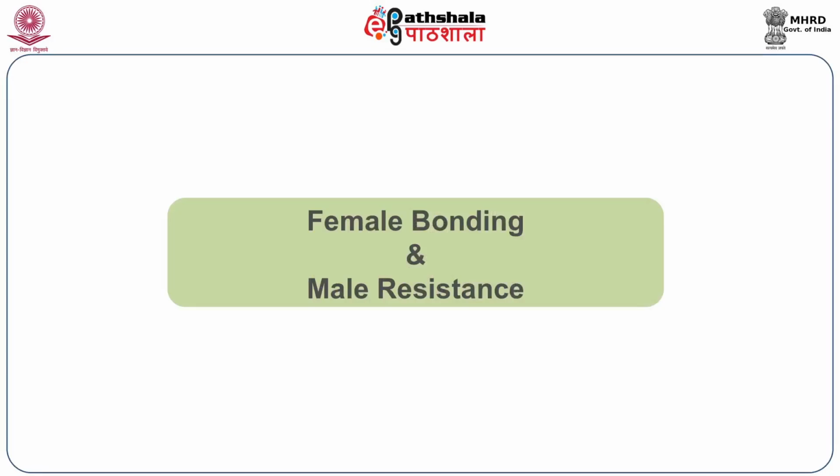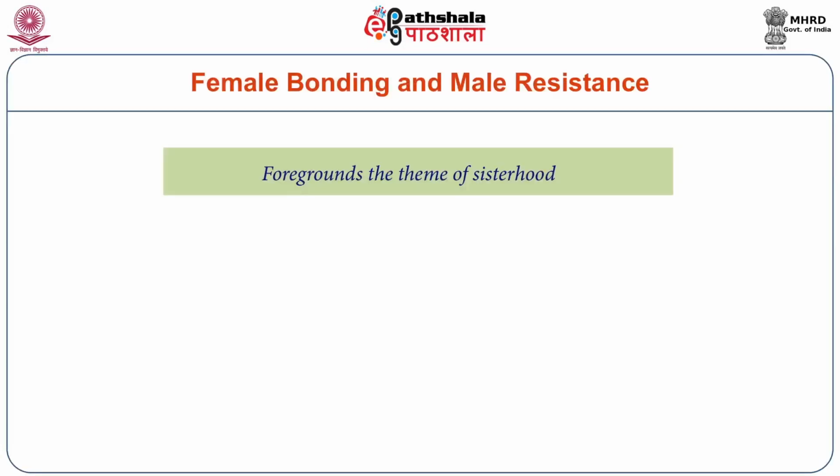Coming to another dimension that emerges in the course of reading this book, there are two concerns that have to do with female bonding and of course male resistance. Female bonding is developed in terms of the Anna-Molly relationship, and male resistance in terms of patriarchal structures and patriarchal society. What the book does is to foreground primarily the theme of sisterhood. This could possibly be one reason why Lessing has reservations about calling this novel a feminist text.